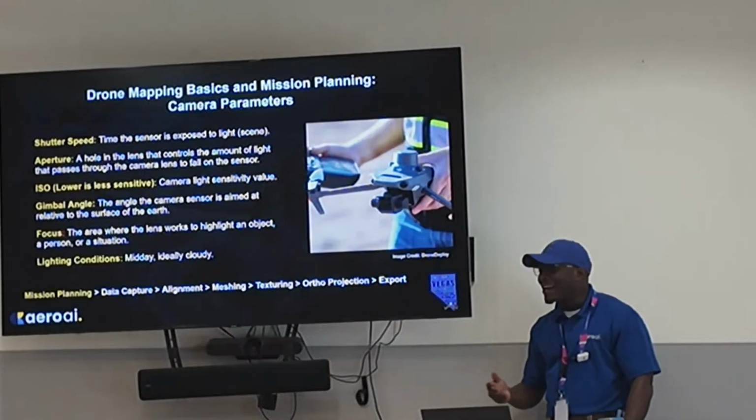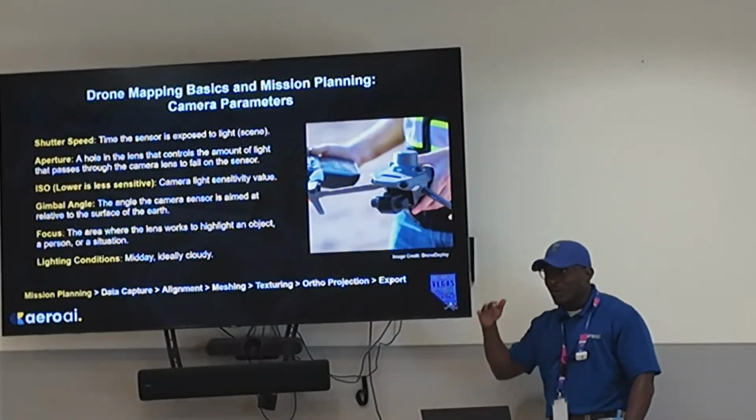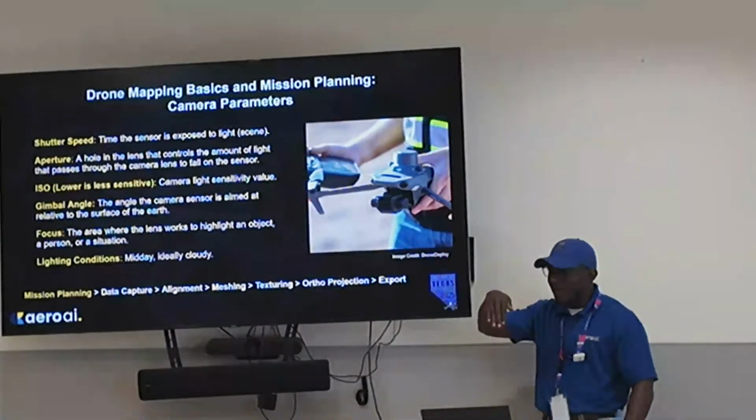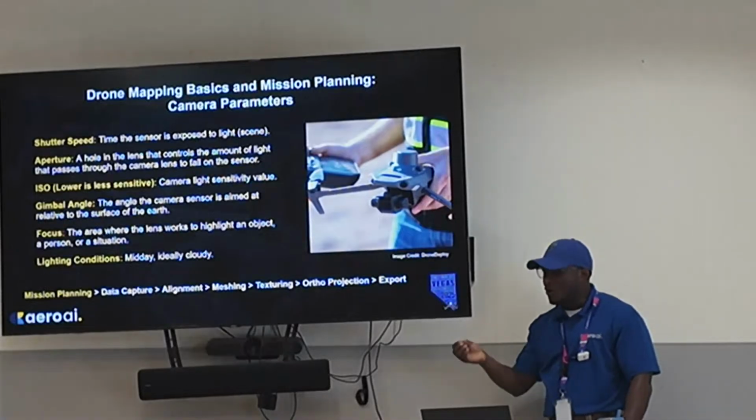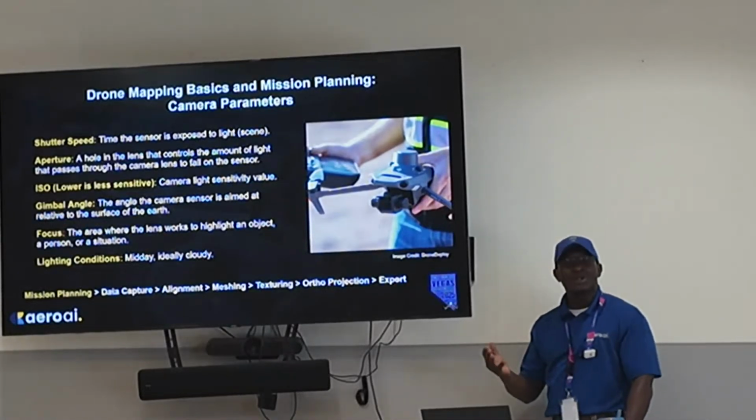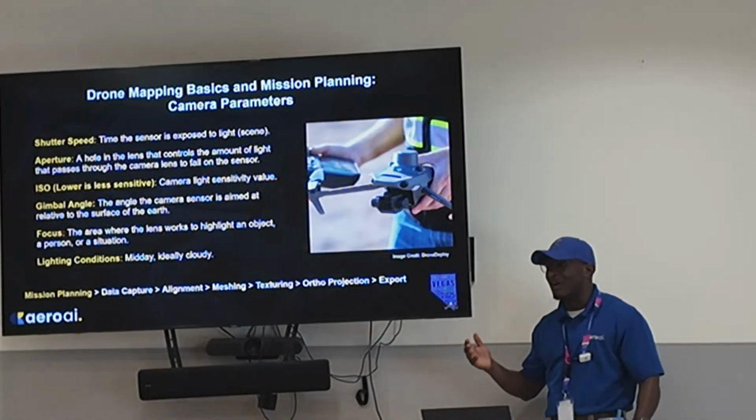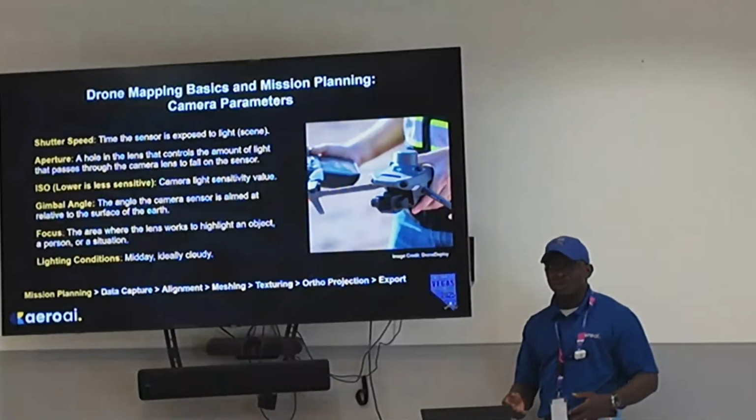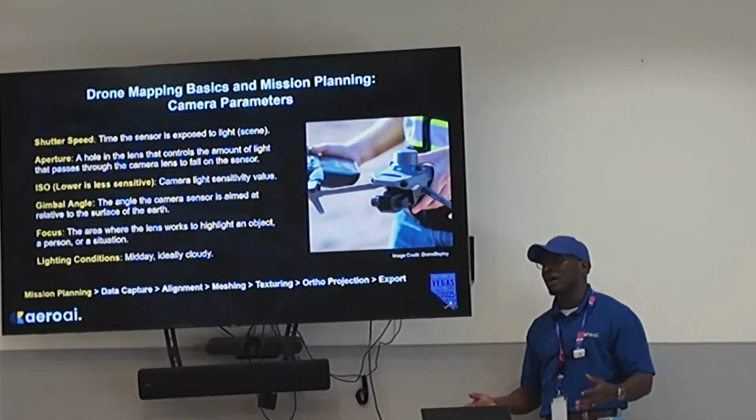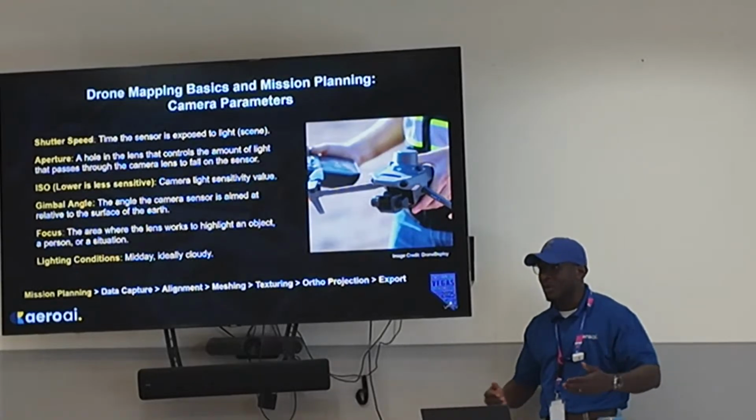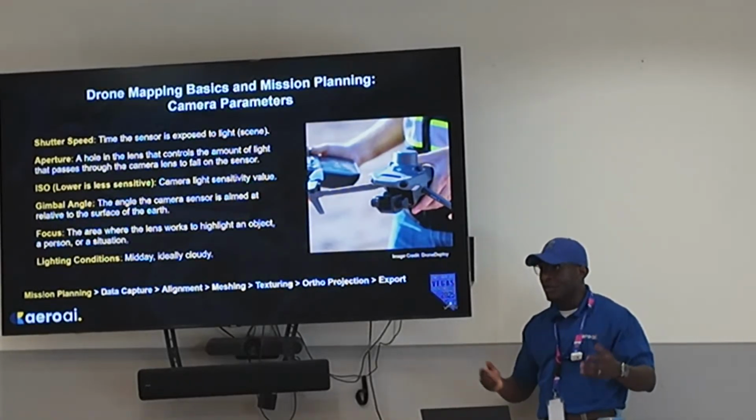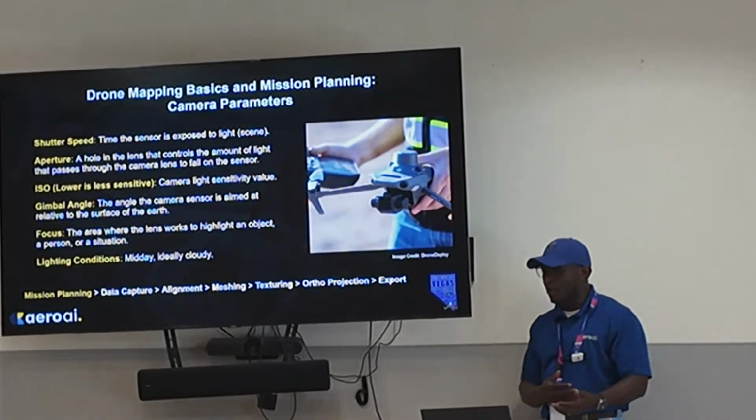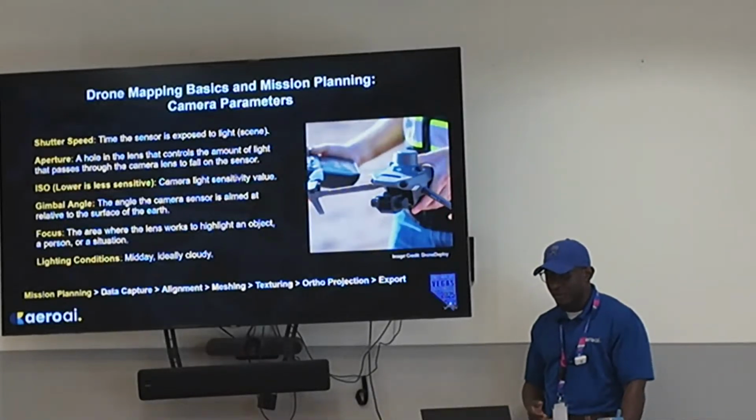Aperture, ISO, gimbal angle, which is the angle of your gimbal, and the focus on the actual target. These are just high-level camera concepts. For most drones, they're handled and you don't have to worry about them, but I figured we'll talk about them so you at least have an idea of what's happening within your drone and what the camera is doing itself.